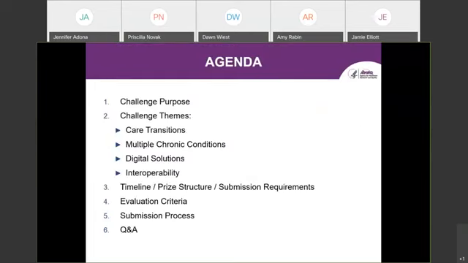Today's agenda, we're going to cover two main areas. First, we're going to break down the themes of the challenge. We've got an excellent expert panel to speak on the various topics that this challenge covers. And then we'll look at challenge logistics, the criteria for submission and evaluation, and the submission process. After that, we'll have a Q&A session, time for questions and answers.